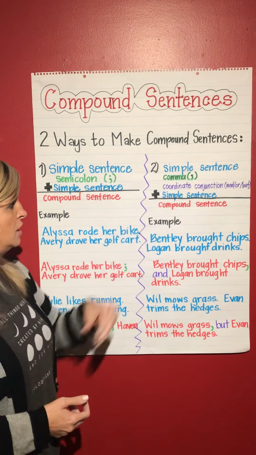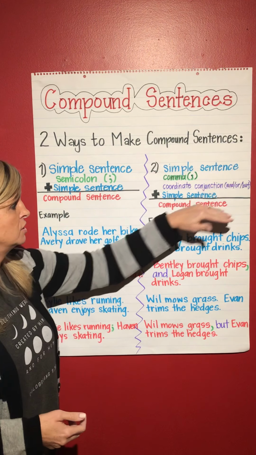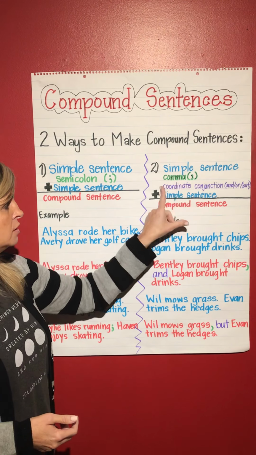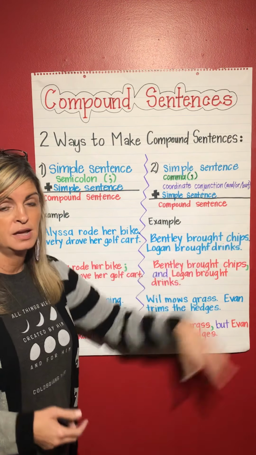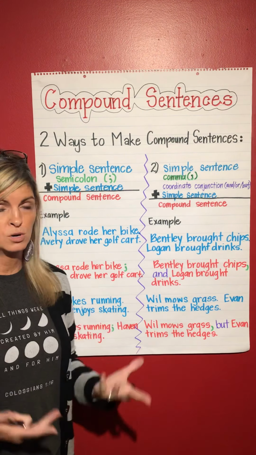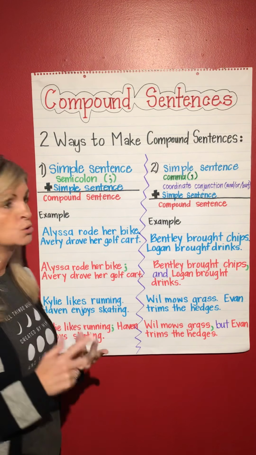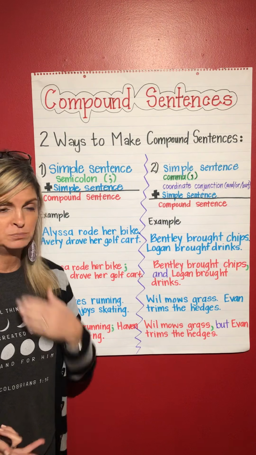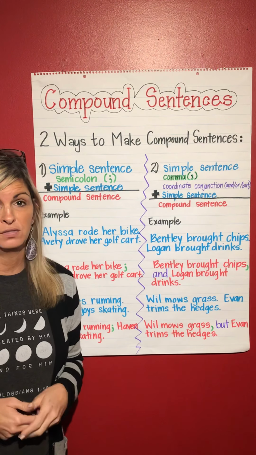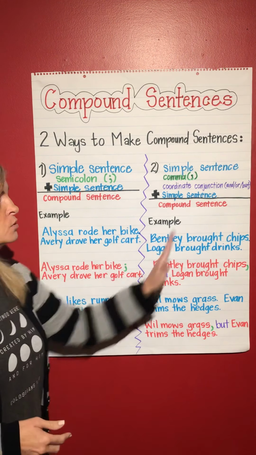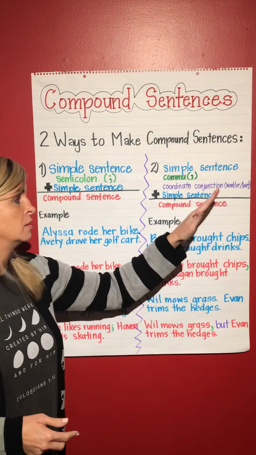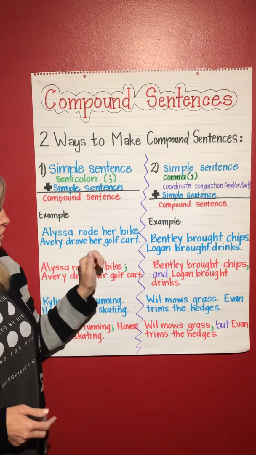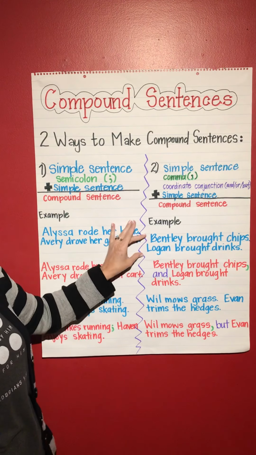The second way is a simple sentence and a second simple sentence joined by a comma and a coordinating conjunction. The most common coordinating conjunctions are and, or, and but. There are others that you will talk about even more in the 5th grade. But for right now, we're just going to focus on and, or, and but.